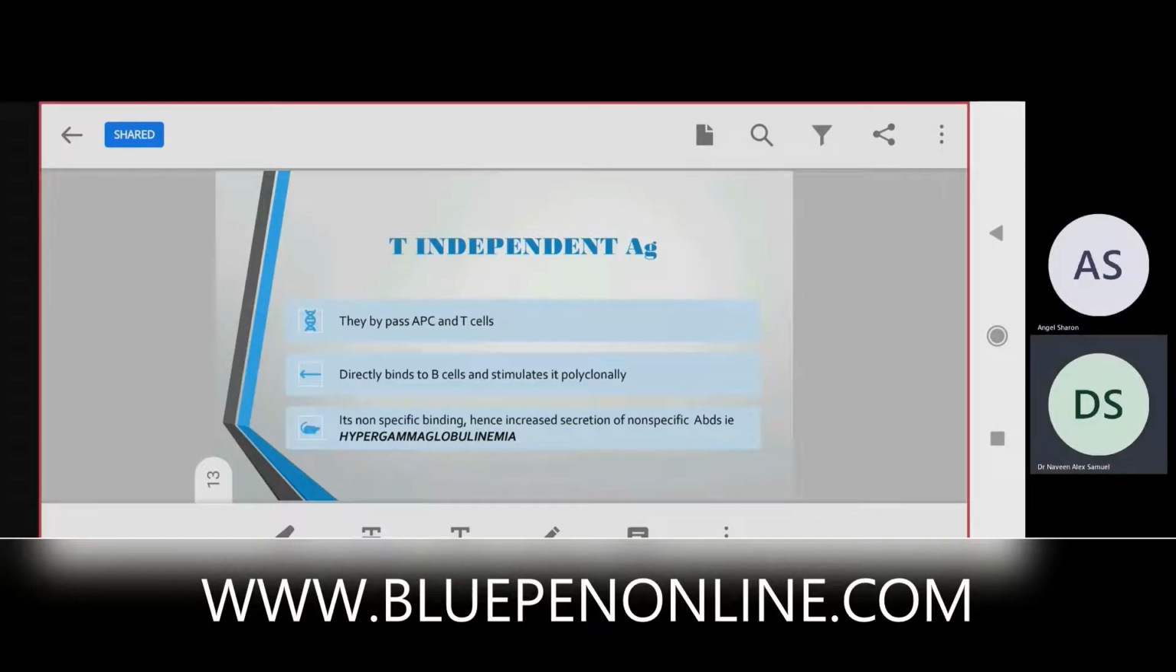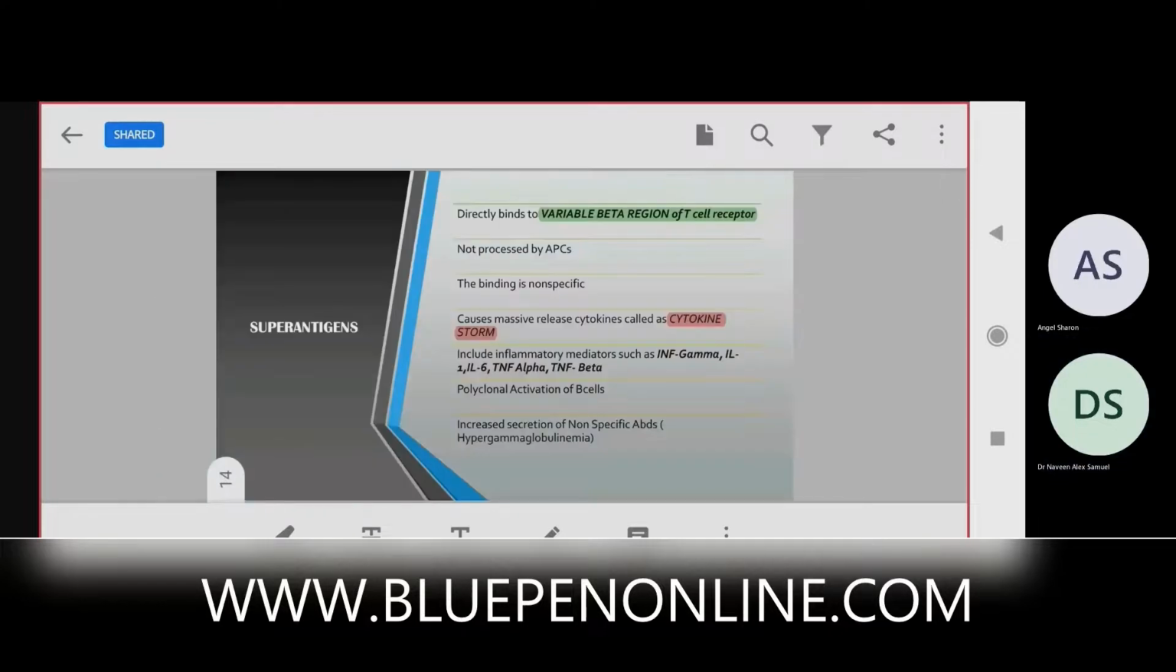So now it is T cell independent because it bypasses the stage of antigen presenting cell and T cell. It directly binds to the B cell, and the B cells are stimulated polyclonally and produce non-specific antibodies. Next we come to the super antigens.